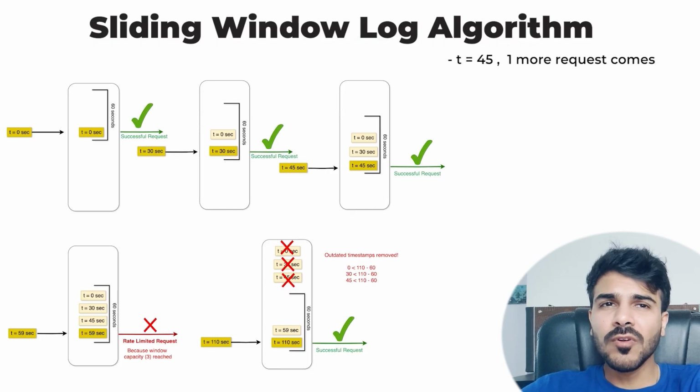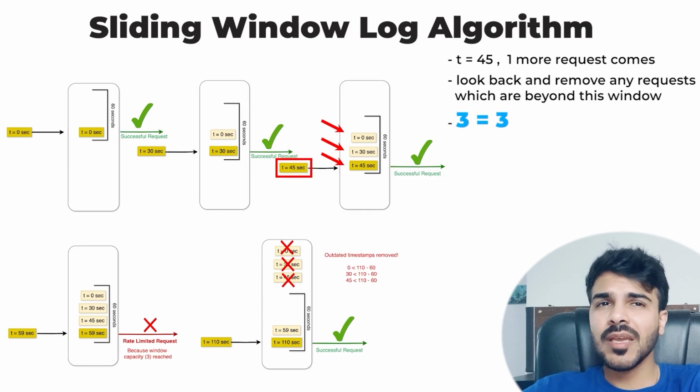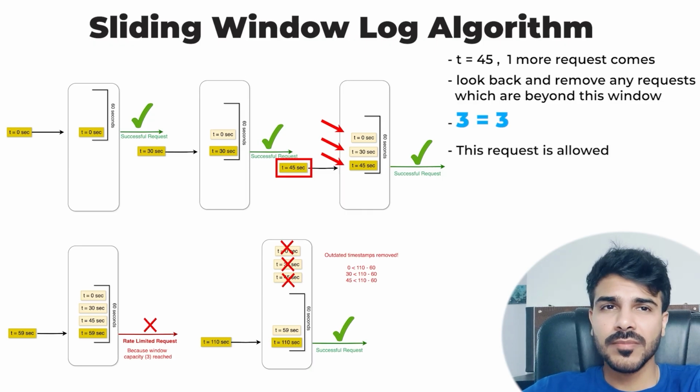Now let's say at t equal to 45, we get another request. We again do the same 2 steps, look back and remove any requests which are beyond this window. There are none of the requests again which are beyond this window. Then the second step, we count the total number of requests in this window, which should be 3 now. 3 is just the capacity but not exceeding it. So the request is again allowed and would be a successful request.